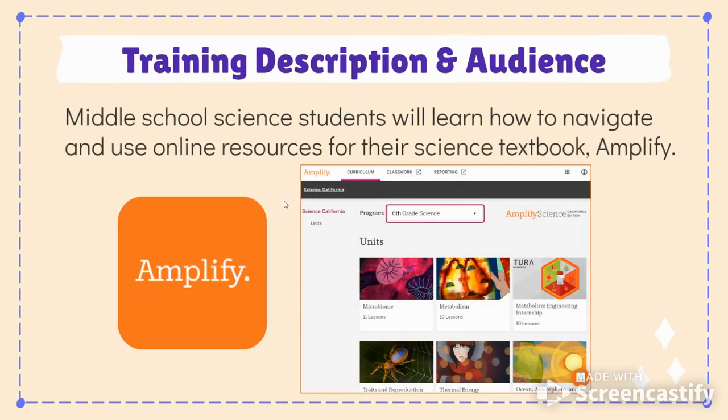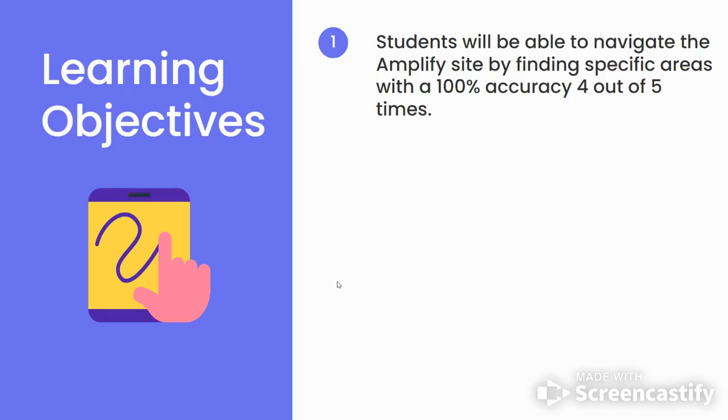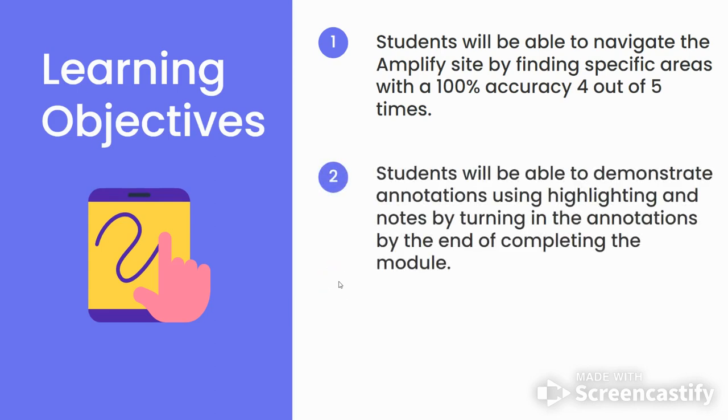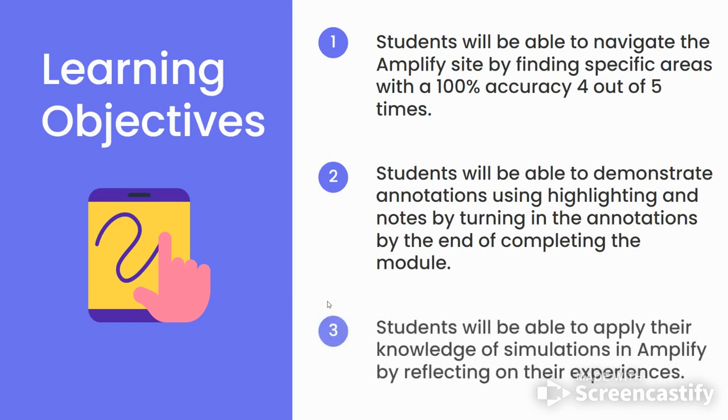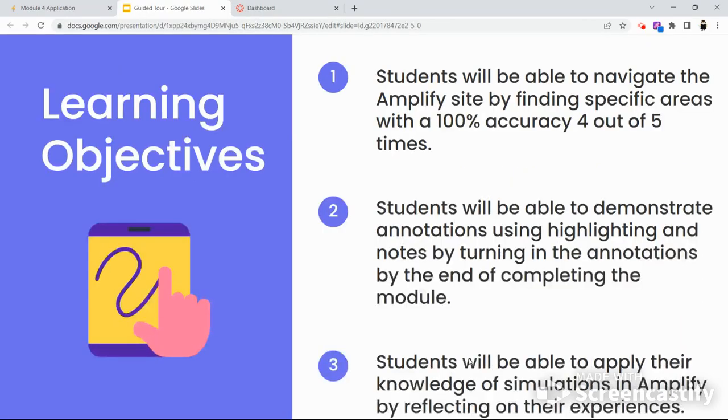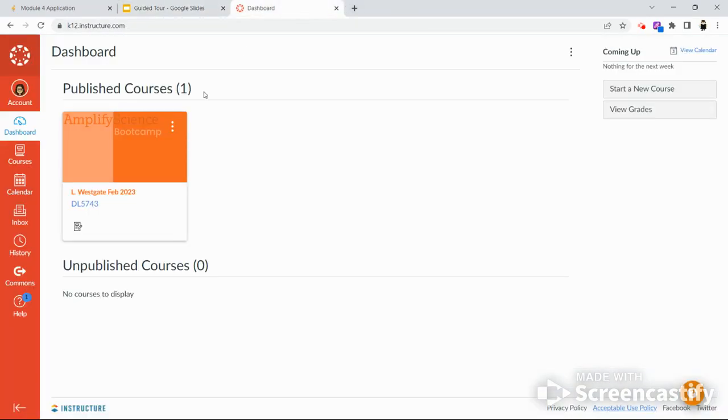This is my training, specifically for middle school science students who are learning how to navigate and use the resources for our textbook, which is called Amplify. There are three objectives. They need to learn how to navigate. They need to learn how to use the library to annotate online and submit annotations. And they need to learn how to use the simulations that go with each unit. There are three modules for that in Canvas.